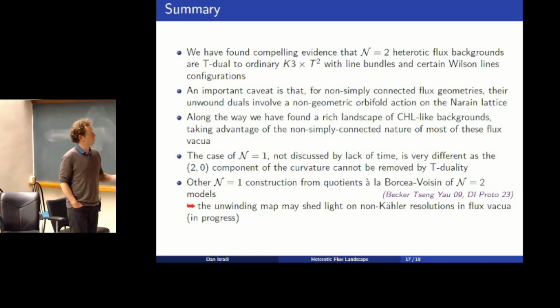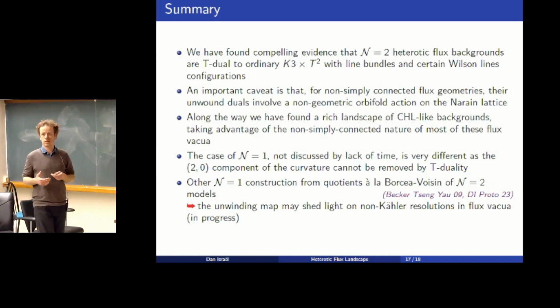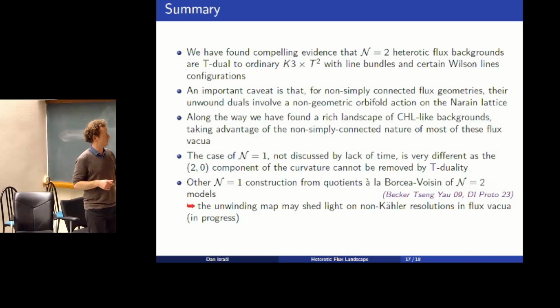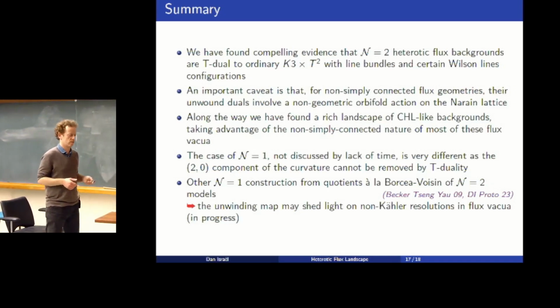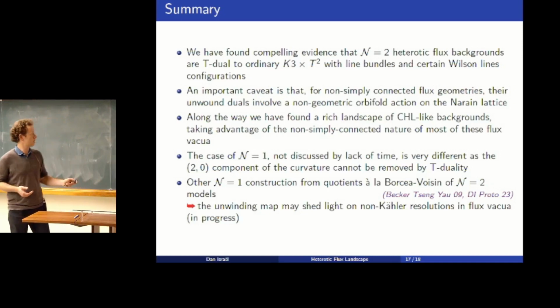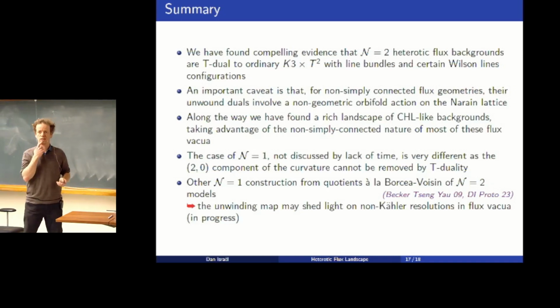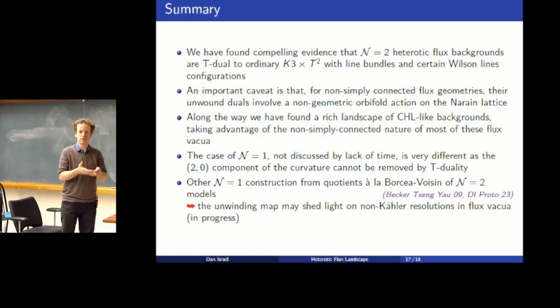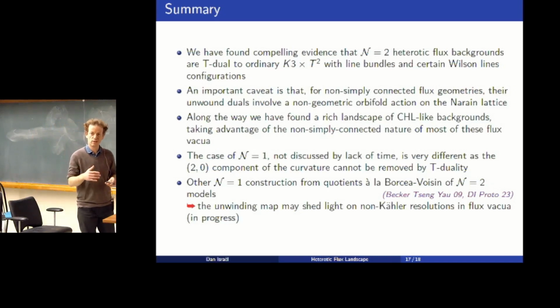And along the way, we have found that there are many possibilities to construct CHL-like background because of the rich topology of those spaces. And something that I didn't discuss at all is the case of n=1 backgrounds. So they can be obtained in two ways. Either, as I mentioned in the beginning, you start with curvature of the bundle that has 2 zero piece, and this is something that we are currently studying. In particular, the 2 zero piece doesn't move under dualities, so the fibration cannot be undone in this case.